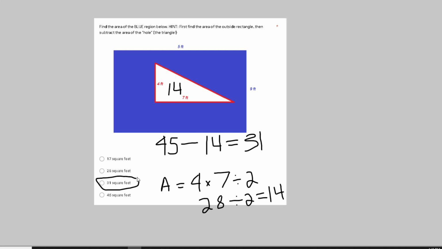I did see a lot of people put 17. That means you were really close, but you forgot to divide the area. You forgot to divide over here by 2. If you put 17, that's why you got it wrong.